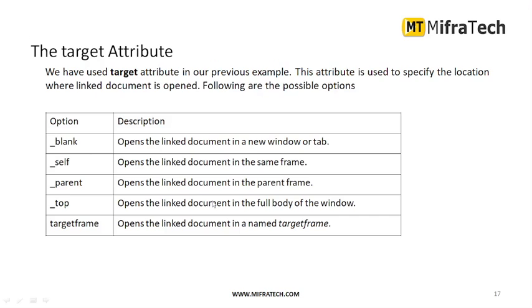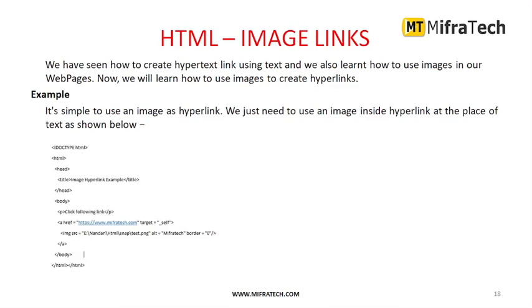Self opens the linked document in the same frame, in the same tab. Parent opens the linked document in the parent frame. Top opens the linked document in the full body of the window. Target frame opens a linked document in a named target frame. Here you can specify the target frame. Once you have clicked on the image or a text, the target frame will be opened.